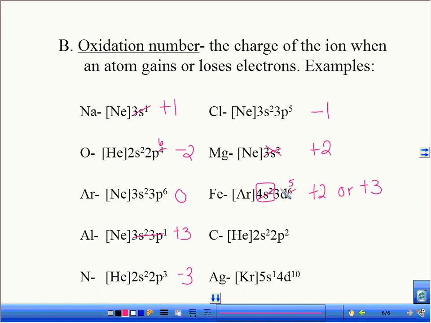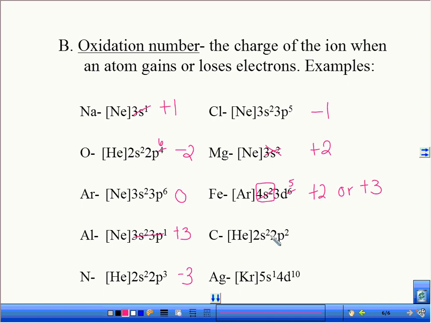And the reason this is more stable is because, remember, we want 10 in the D's, but 5 in the D's makes it pretty kind of cool. So when you start dealing with the D, guys, they get weird, and you get more than one choice for oxidation number. So iron can actually be a 2 or a 3, and that's the reasoning why. If you're not understanding the reasoning why, then it's okay. I just want you to know that iron can be a 2 or a 3.